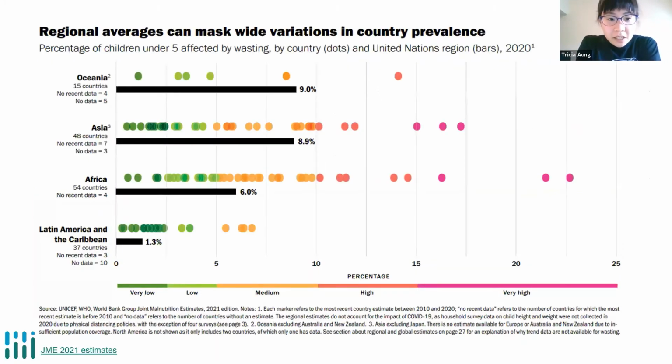This is an example from the most recent JME report of a dot plot as well. Each of these dots represents a country. Again, our brains are looking on the same axis, looking left and right, and all of the countries are in one parallel line. One interesting aspect of this graph is they include these black bars, which show regional estimates. So that's a way of integrating two different types of graphs.